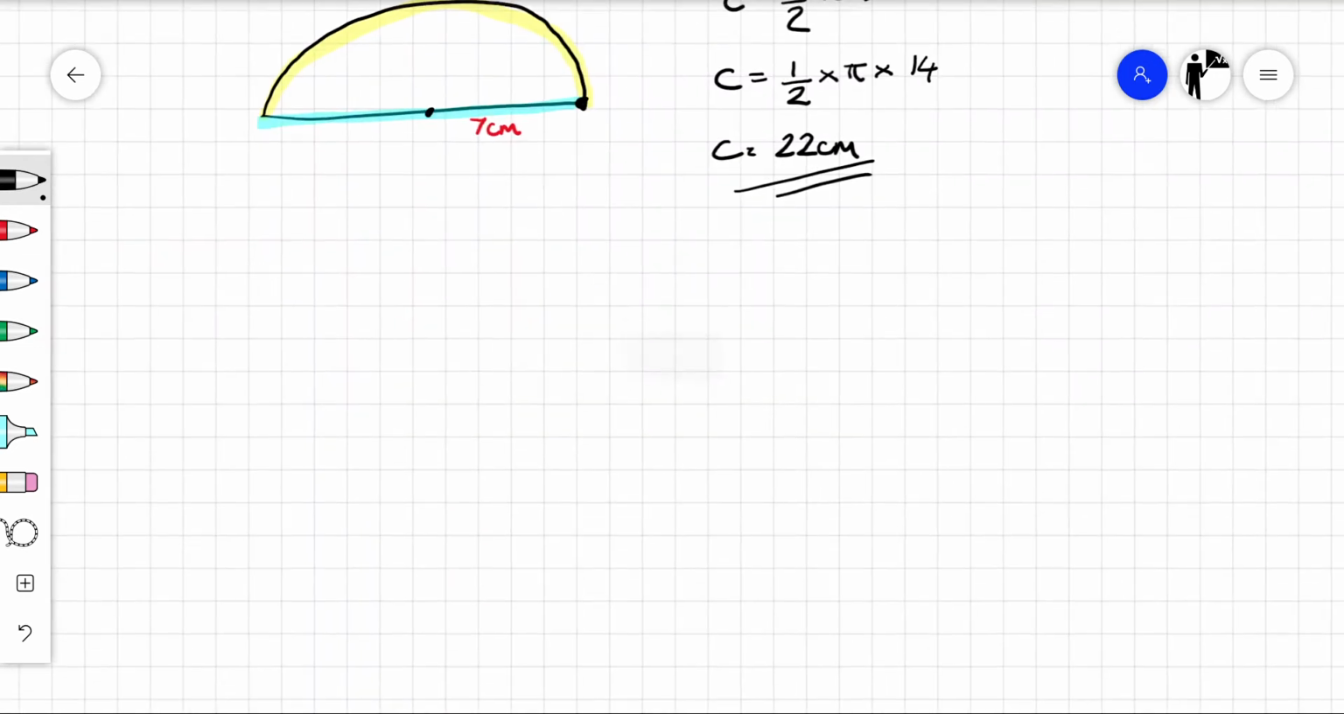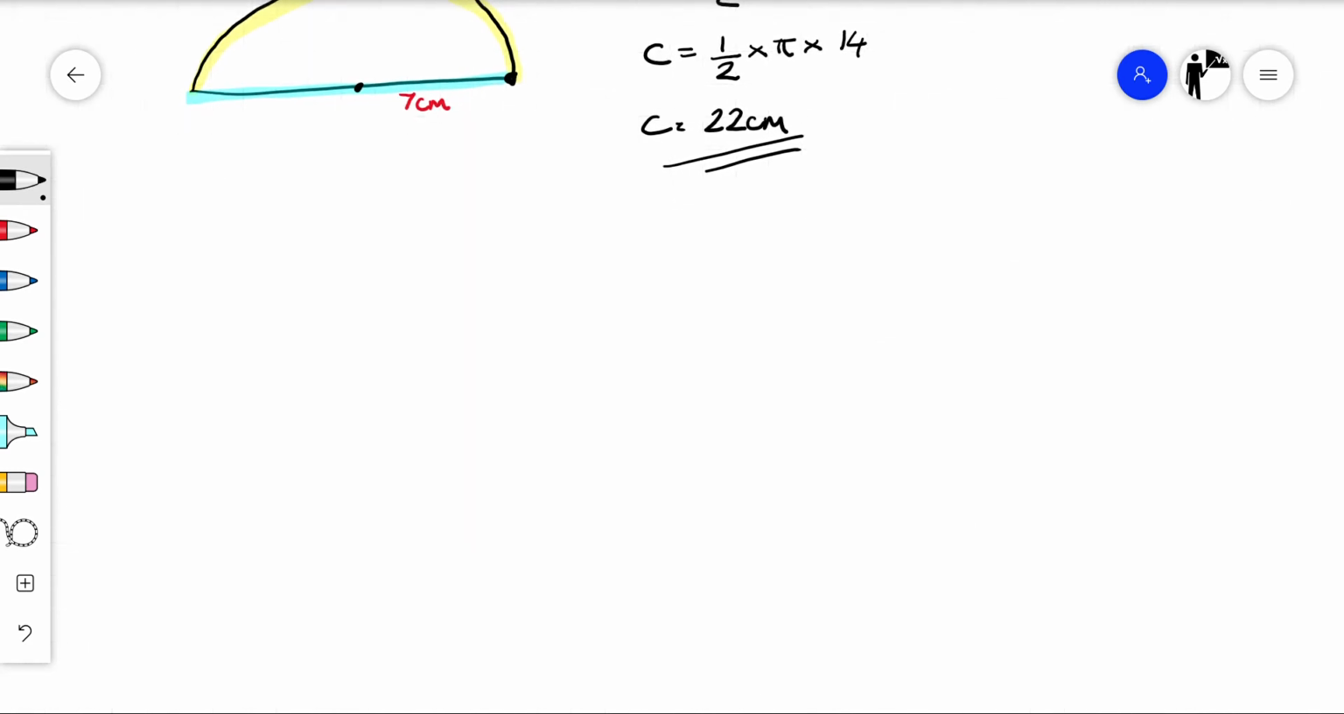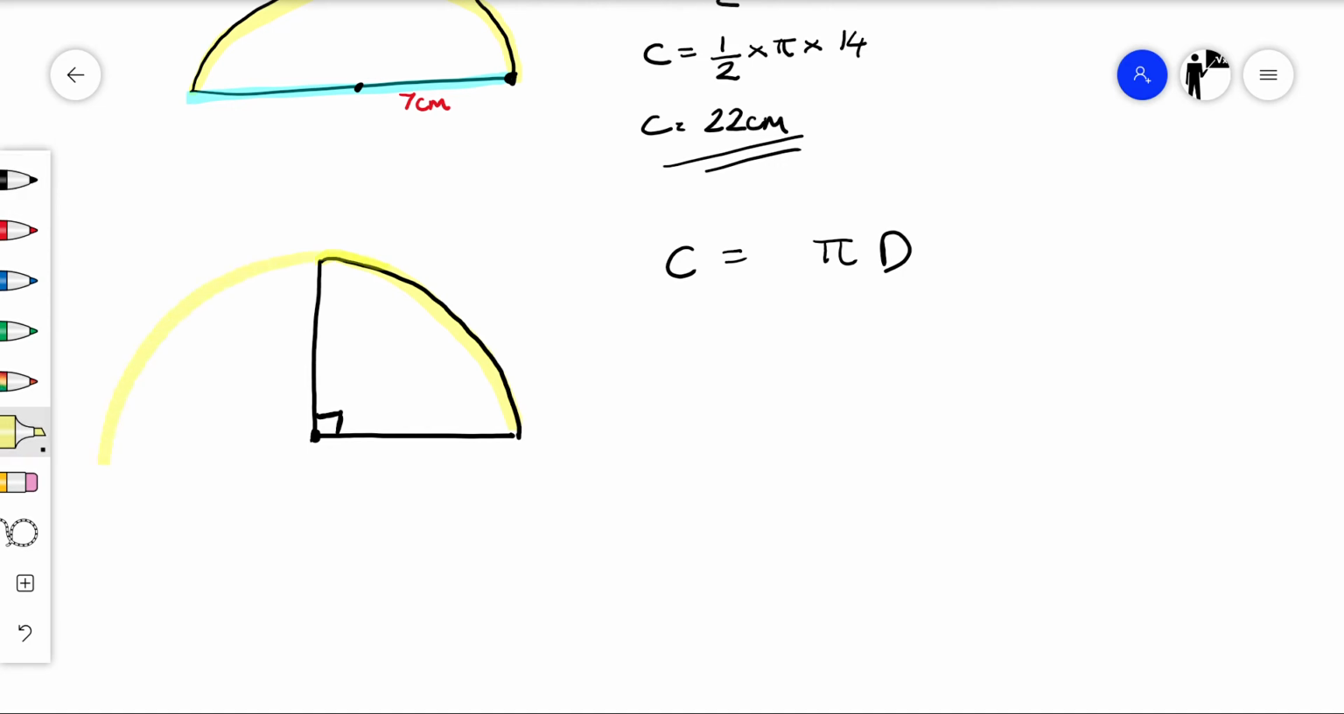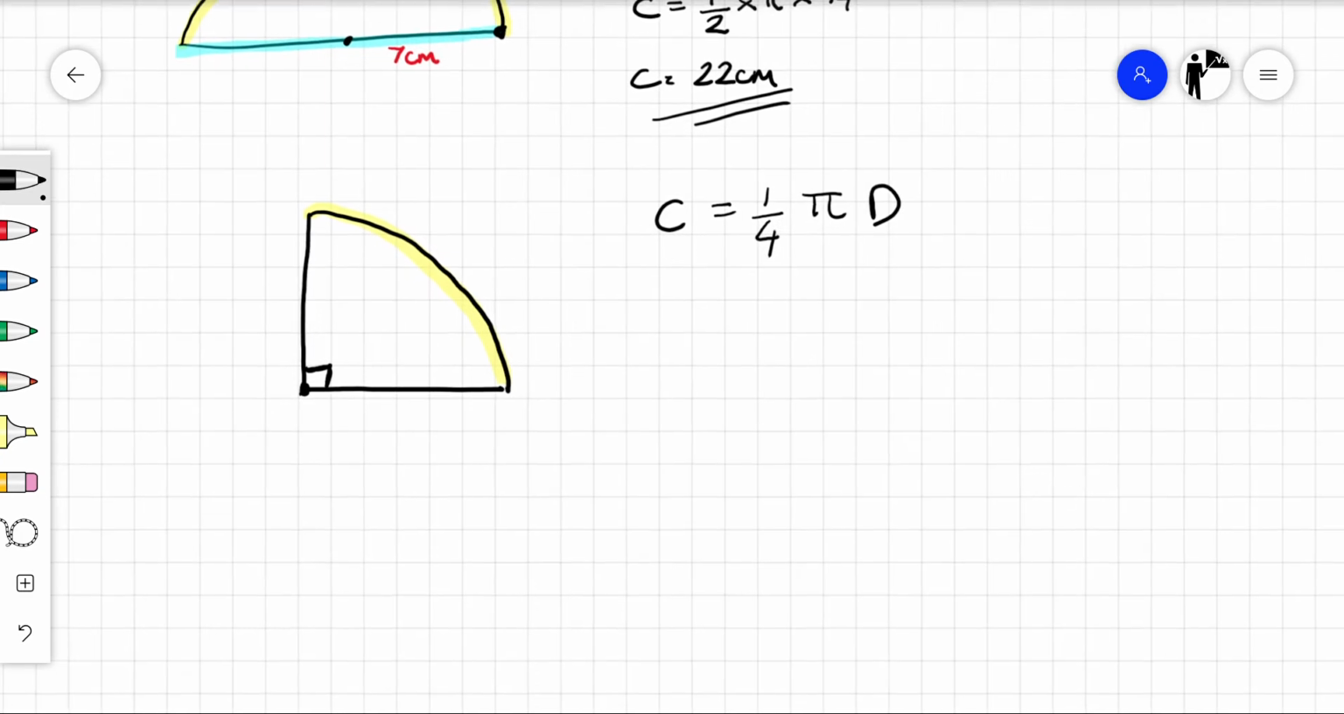Okay, we'll do one more example and then we'll try and link this to arc length. Let's imagine instead of a semicircle, we've got a quarter circle. And let's imagine again, we want to work out this curved part here. Importantly, because it's a quarter circle, this bit in here is going to be a right angle. To work out the curved part of a circle, the circumference, we would do pi d. But pi d would tell us the full circumference. We only want a quarter of that. So that'll be a quarter pi d.